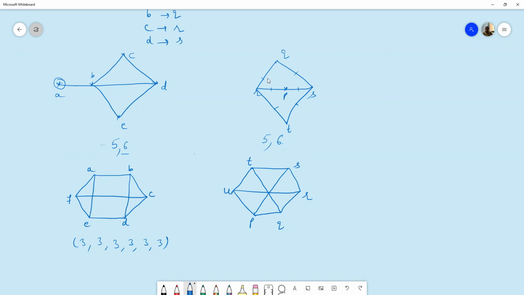So we have necessary conditions for two graphs to be isomorphic: their number of edges and their number of vertices should be same, and their degree sequence should be same. But these conditions are not sufficient conditions for the graphs to be isomorphic.